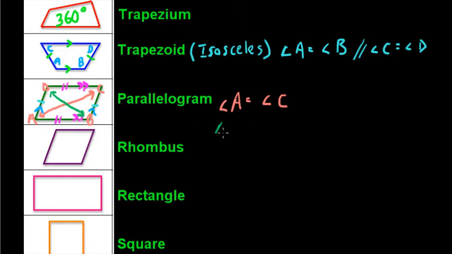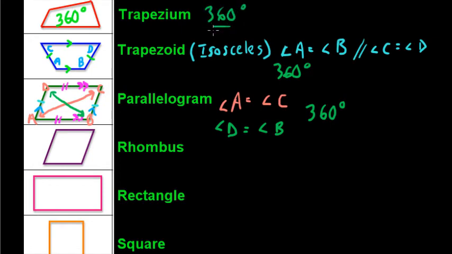So angle, that's not how we show angle. My little slip there. Angle D will equal angle B. And still the rule applies, 360 degrees total. Same with this one, 360 degrees total and 360 degrees total. All quadrilaterals are 360 degrees total.